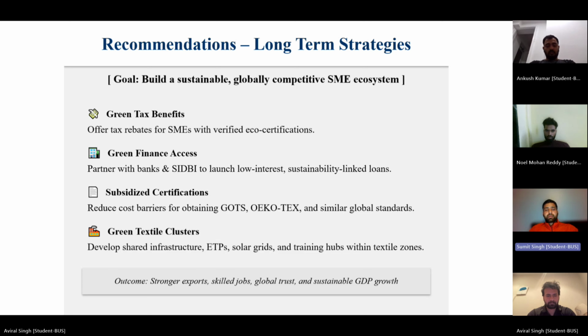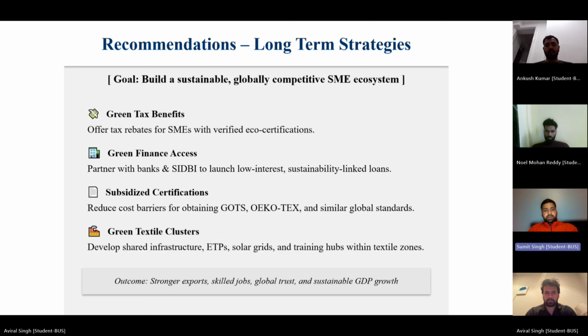We recommend offering 10 to 15% rebates on certified sustainable SMEs, but instead of flat subsidies, we propose performance-based incentives. That means SMEs are rewarded for hitting specific sustainable benchmarks like reducing emissions or improving work safety.